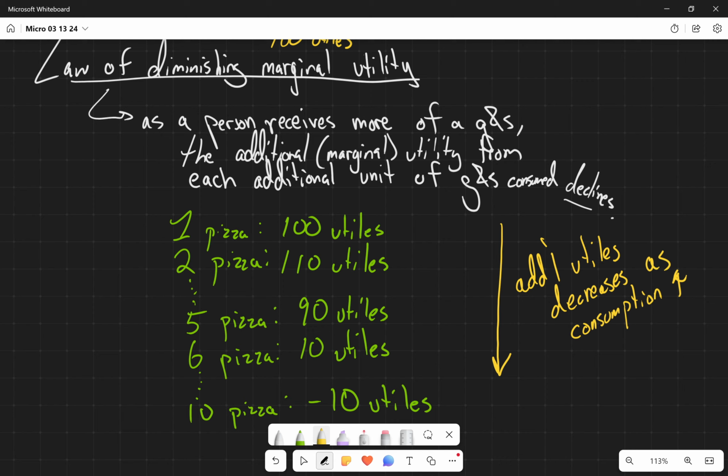So it's not the fact that at 10 slices you get negative utility. That does happen sometimes, but that's not what we're talking about when we're talking about the law of diminishing marginal utility. The law of diminishing marginal utility is just saying that, like, the fourth slice of pizza doesn't hit as good as the first slice of pizza.